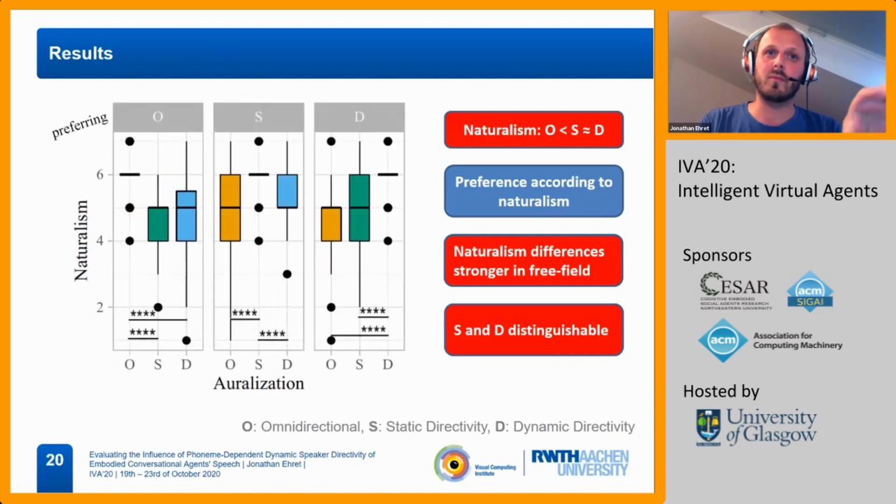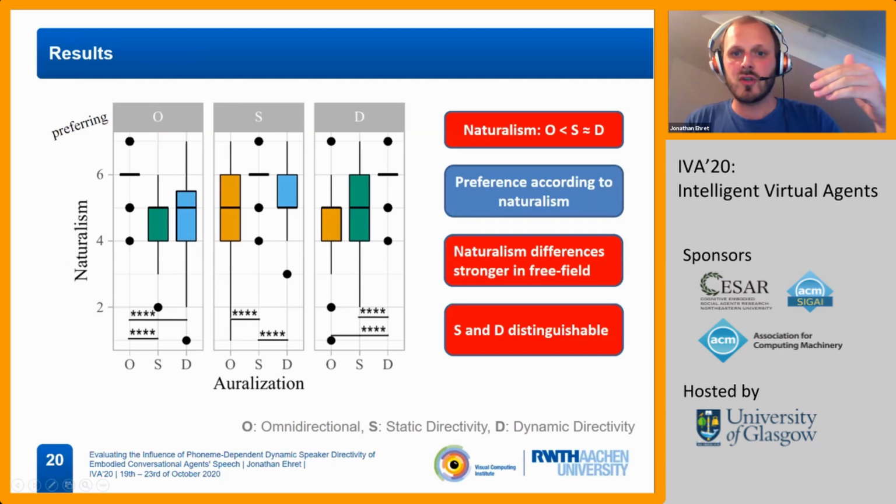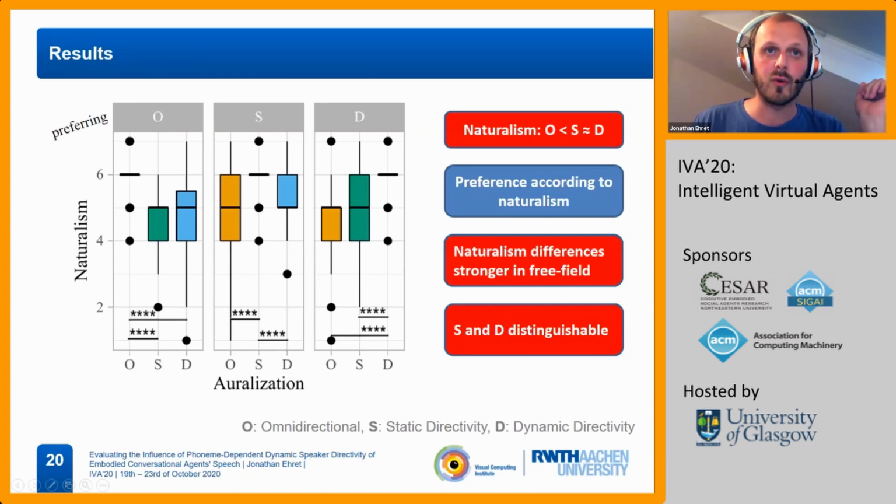However, looking more into what people answered on the questionnaire, so what they actually preferred and how they rated them, we saw that participants always preferred omnidirectional, so they said variant A is the best, and how they rated the naturalism of variant A is always significantly higher than that of the other 2, and that's the same for all 3 variants. So actually participants preferred what they deemed most natural, so we can accept that hypothesis.